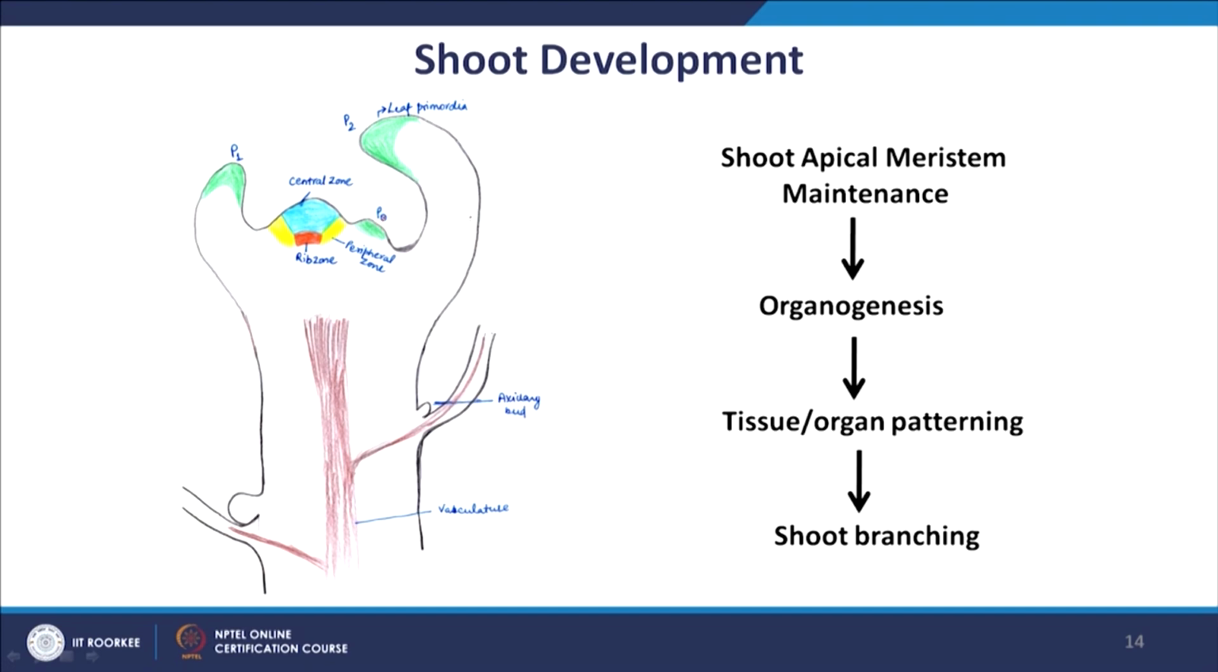You can see P1 is the first leaf primordium, then the second leaf primordium, the third leaf primordium. So, during shoot development, the important processes which take place are shoot apical meristem maintenance, organogenesis, tissue and organ patterning, and then shoot branching. Shoot branching normally occurs through the axillary buds, and of course, vasculature is equally important.